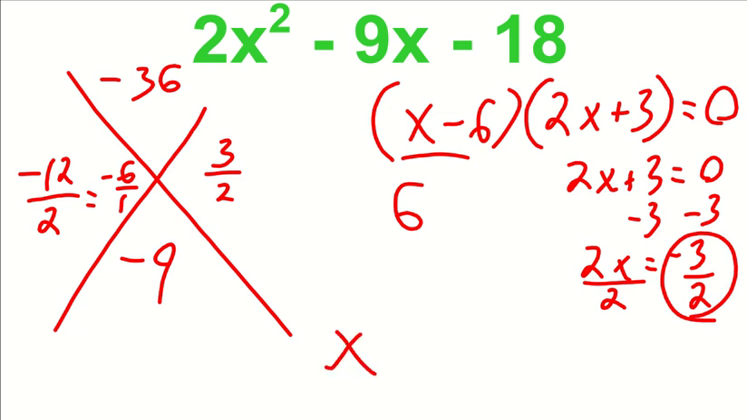So your solutions are the zeros. That's like changing the sign from the factors. So 6 or negative 3 over 2. And then depending on the context of the problem, like if it's a word problem, it might have to be the positive number. Questions on that?